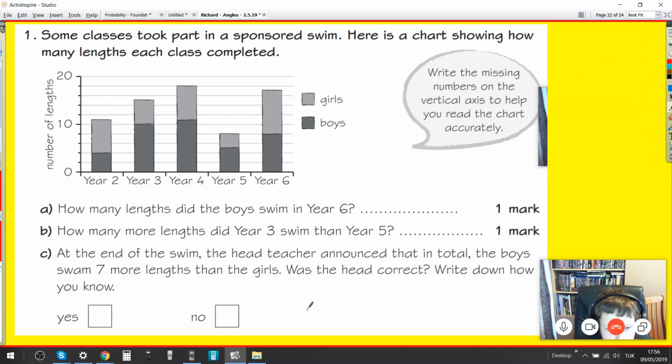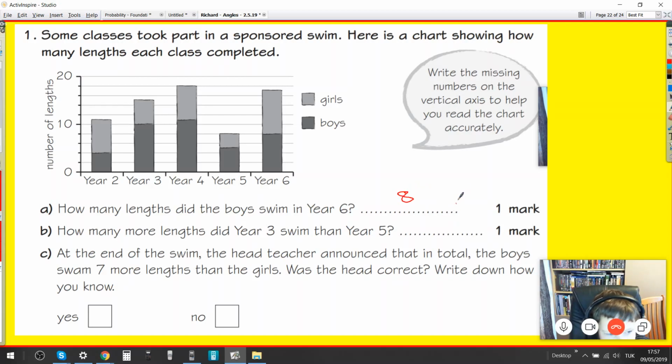Okay, let's try this one, part A. So how many lengths did the boys swim in year 6? In year 6, it looks like the boys swam 9 lengths. Hang on, so what are they going up in actually? Actually, no, I think we're going up in 2. So it means that the boys swam 8 lengths.